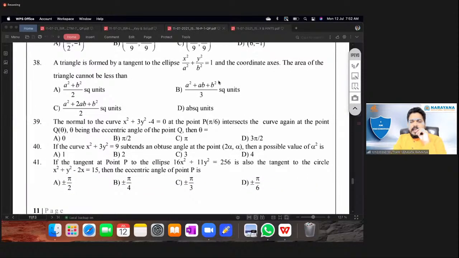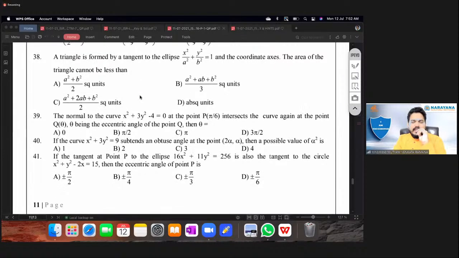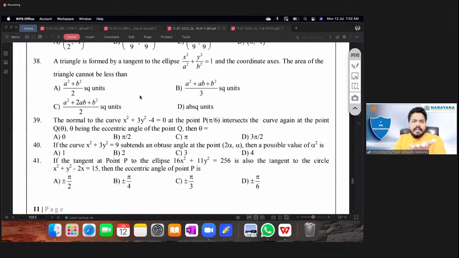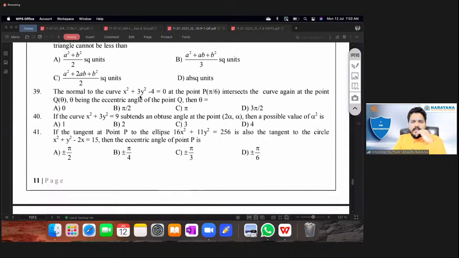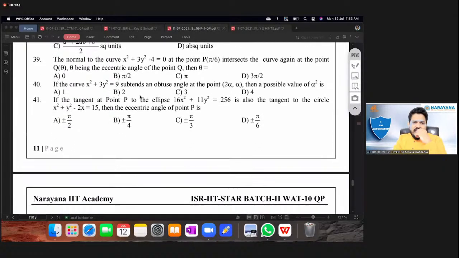Triangle formed by any tangent and coordinate axis, you can write directly. x by a cos theta plus y by b sin theta is equal to 1. So area will be equal to half AB sin theta cos theta. So apply the AM greater than GM cases. The normal to the curve intersects the curve again at theta. Then what is the theta point?